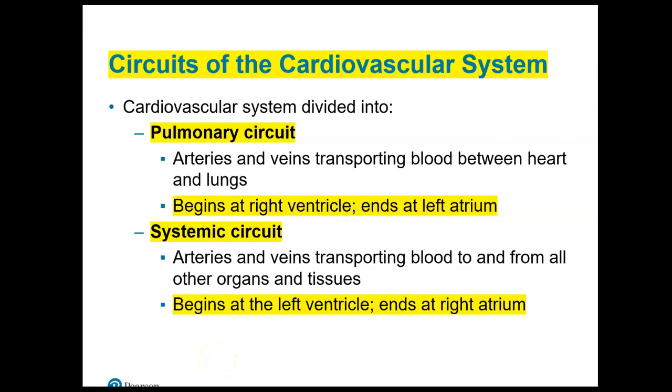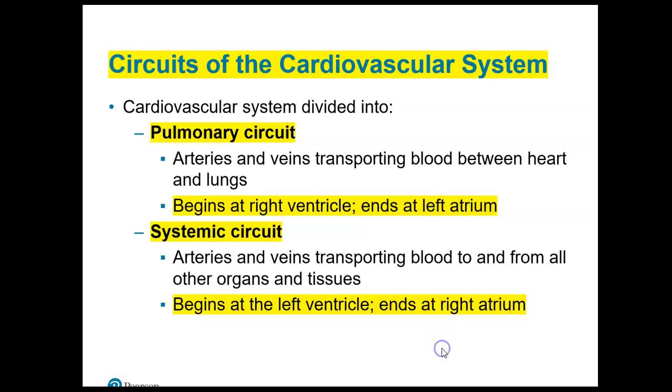This last recorded lecture is going to focus on the major arteries and veins of the human body. So the cardiovascular system, just as a review, is divided into the pulmonary circuit. The pulmonary circuit begins at the right ventricle and ends at the left atrium. The systemic circuit begins at the left ventricle and ends at the right atrium.